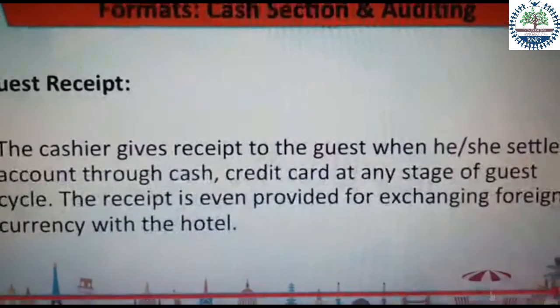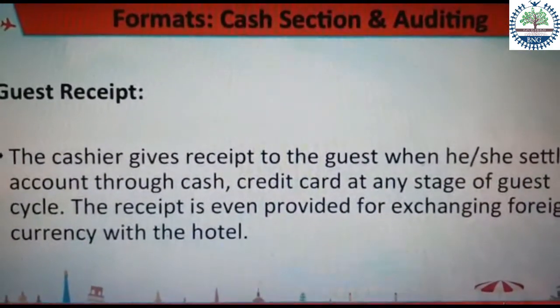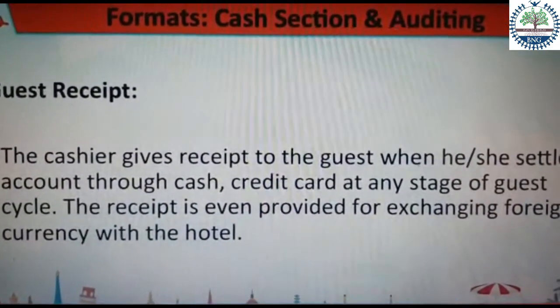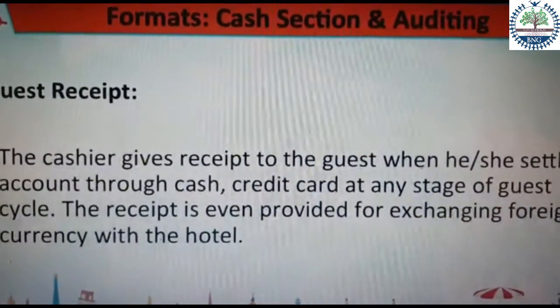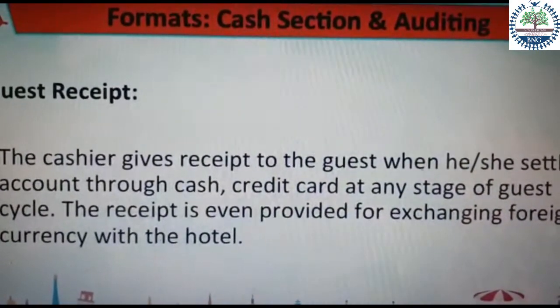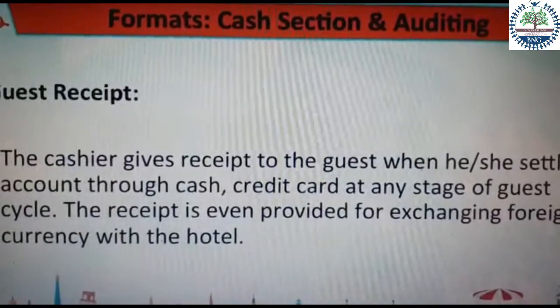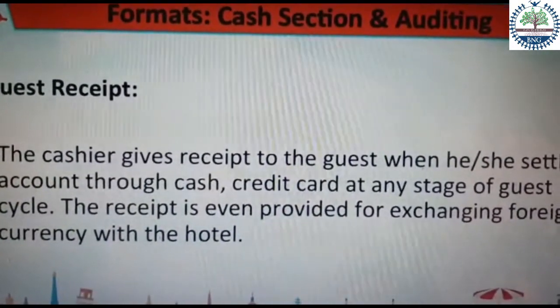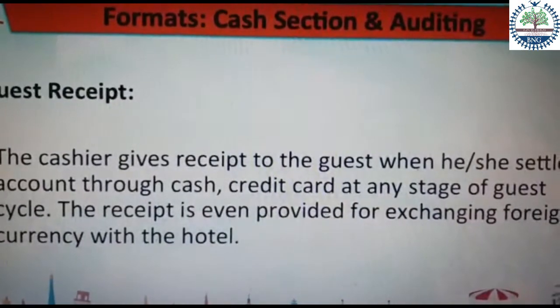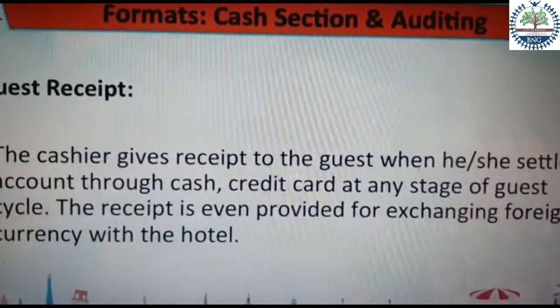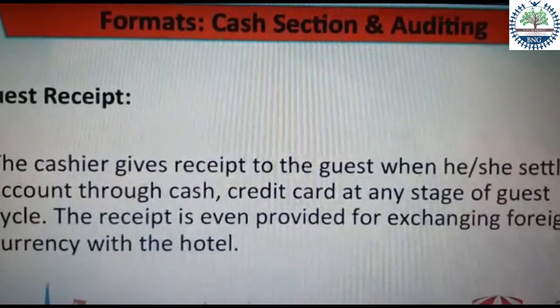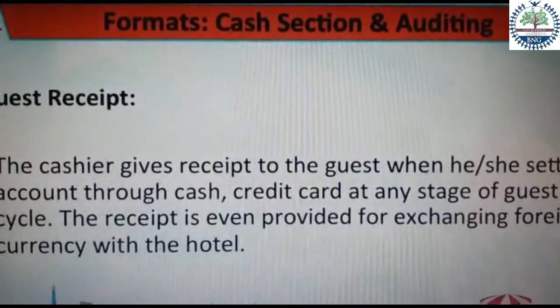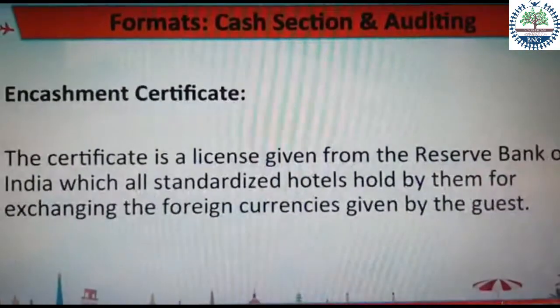from the hotel. Now, what is a guest receipt? The cashier gives a receipt to the guest when he or she is settling the bill account through cash or credit card, at any stage of the guest stay cycle. The receipt is even provided for exchanging foreign currency with the hotel. It is a form of cash, so we have to be very careful with the receipt.